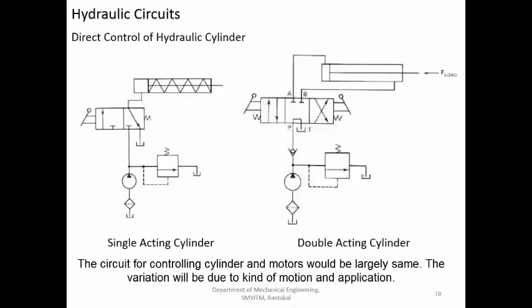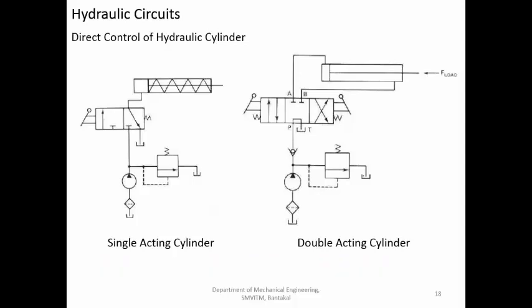So in the hydraulic circuit, the first type of control is the direct control of a hydraulic cylinder. Direct control means you are having an actuator. There is a single acting cylinder here. This one is a double acting cylinder. Now, whatever the fluid is coming out of the pump, we are using a valve. The output of the valve is directly given to the cylinder.